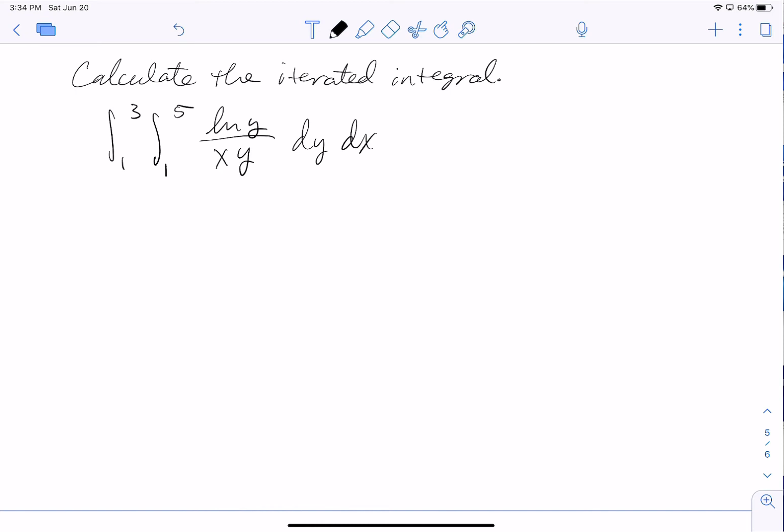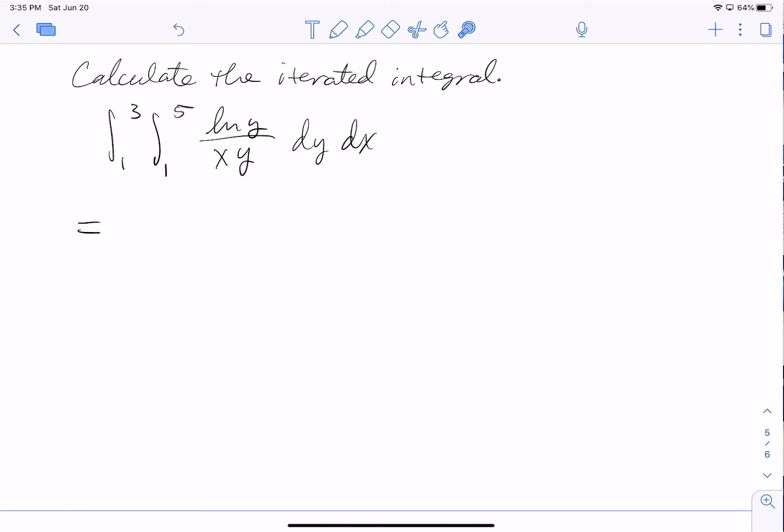Now we're going to calculate an iterated integral, and what we've got is the integral from 1 to 3 of the integral from 1 to 5 of the natural log of y divided by x times y dy dx. This means, of course, that y goes from 1 to 5 and x goes from 1 to 3. We aren't going to do any drawings. What we are going to do is split this up.